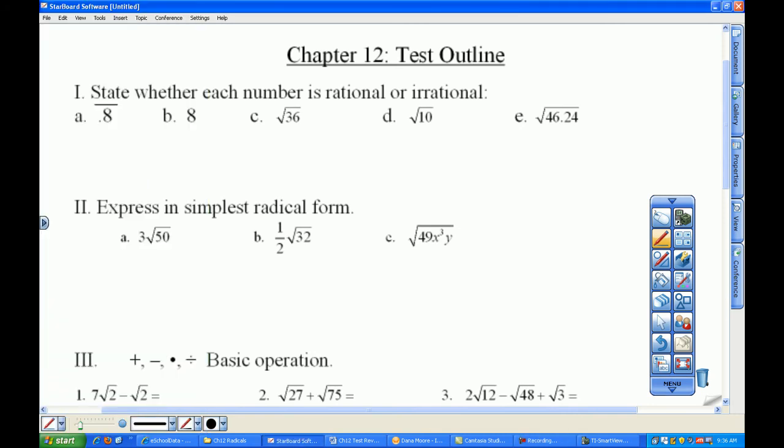Hello ladies and gentlemen, today we're going to talk about what is on the Chapter 12 test. The Chapter 12 test will be Monday, March 12th. Section 1, state whether each number is rational or irrational.